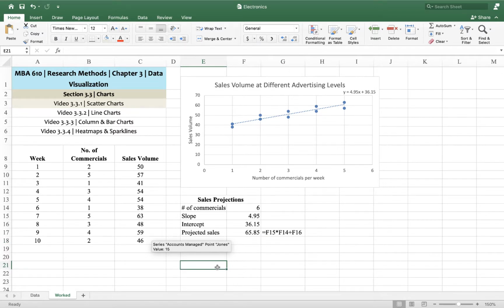So in this video, we made the scatter plot, and then we also projected sales forward using the equation for the line that best fit the data.